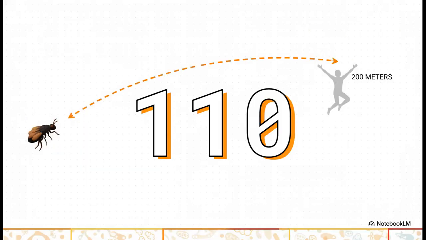But honestly, their most famous adaptation all comes down to one single number, 110. A modern flea can leap 110 times its own body length horizontally. To put that into perspective for us, if you had that kind of ability, you could jump 200 meters in a single bound. It is hands down one of the most incredible feats of acrobatics in the entire animal kingdom.